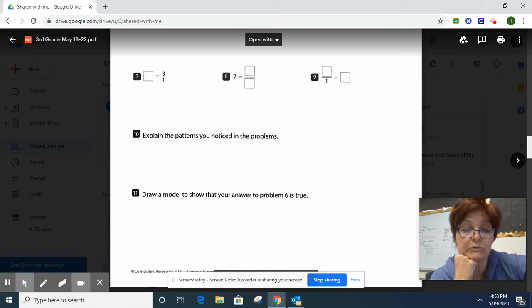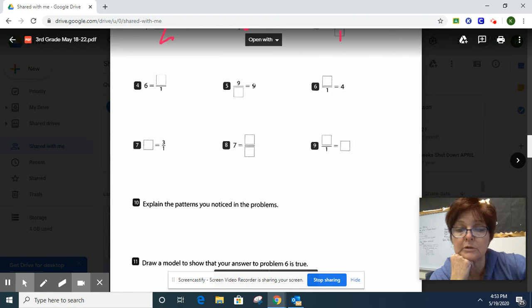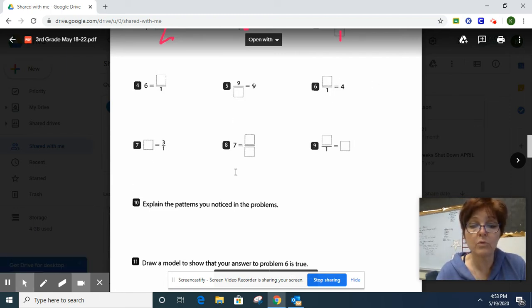Let me see this one. Draw a model to show that your answer to problem 6 is true. I better look at that one. Okay, so what over 1 equals 4. So that's going to be 4.